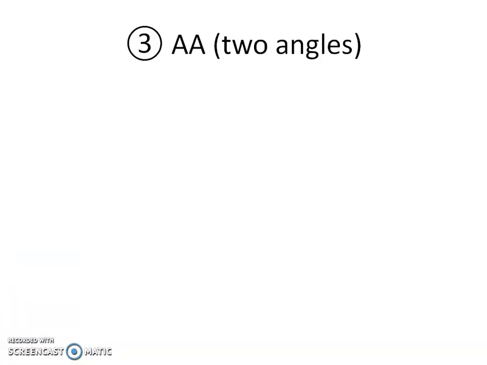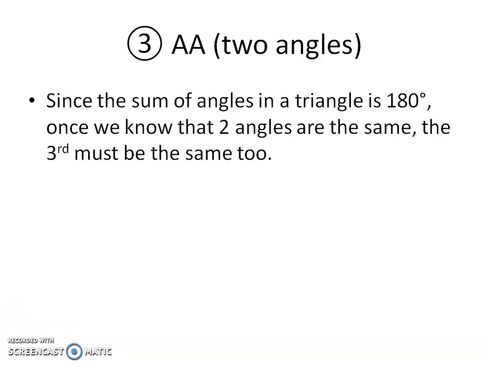And finally, if you have two angles, that's sufficient. Mathematically, since we know that all three angles in a triangle add up to 180, once you know two angles, the third one has to be the same too. But I'll show you why that works out to make a similar triangle.